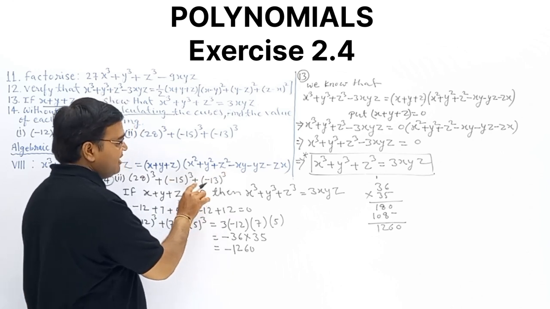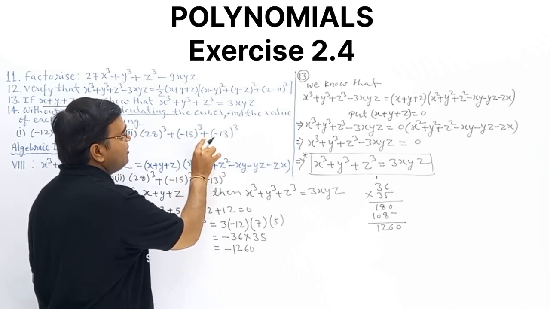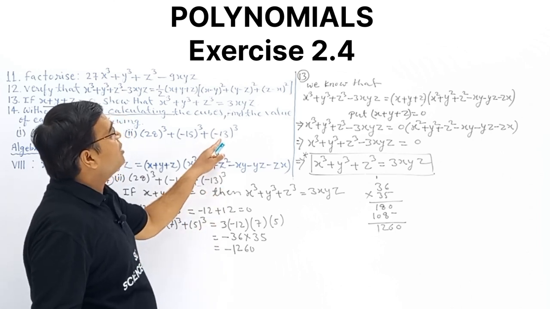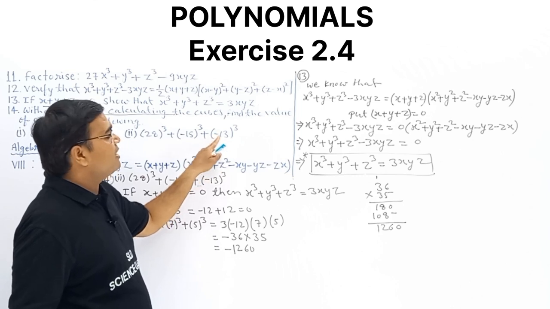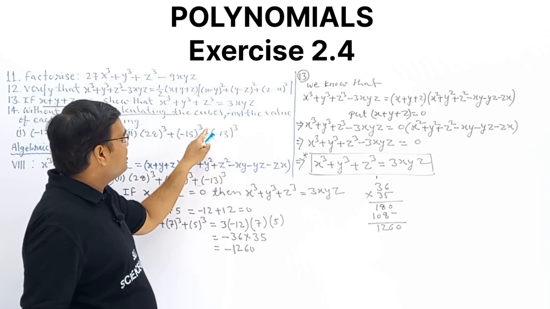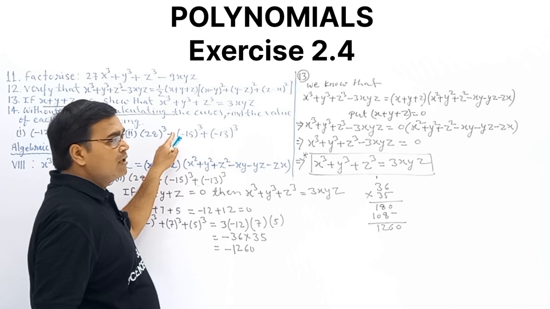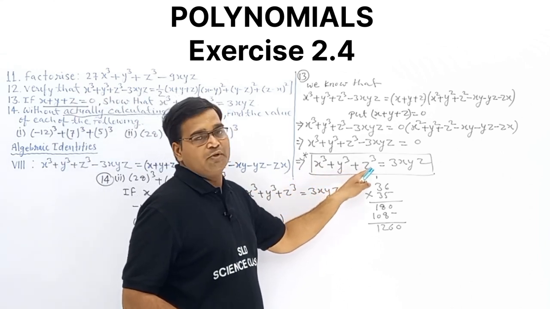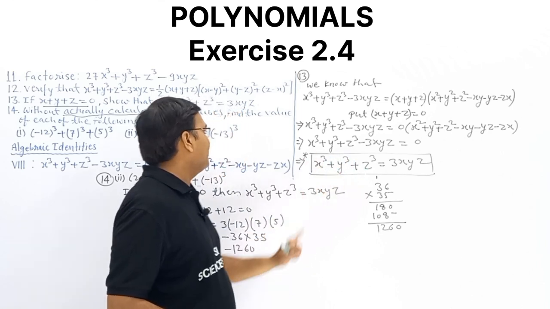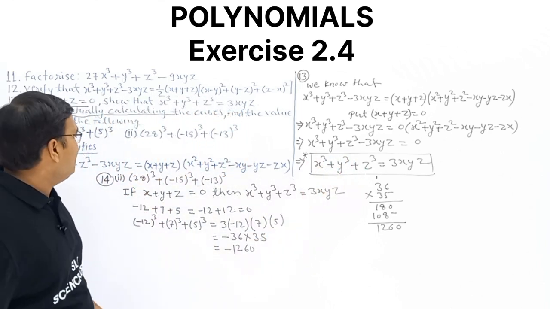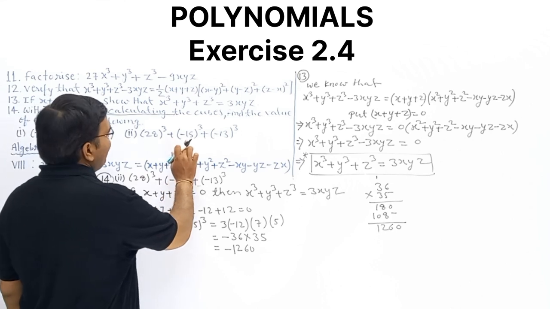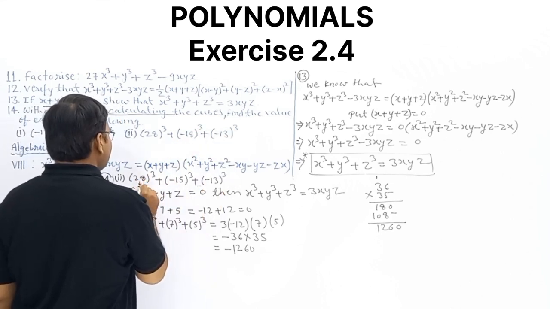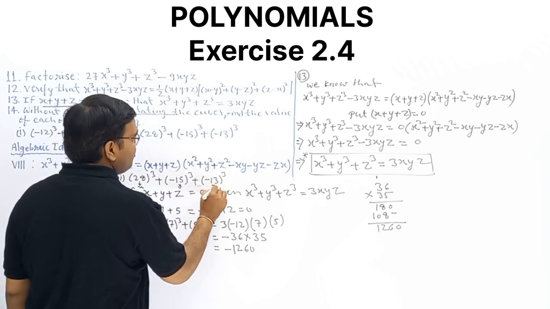If we are having minus there, and not plus, then we cannot take it inside, because it is a cubic term. So this will be positive. Clear? Why? Because in the formula we are having x cube plus y cube plus z cube, so all should be on the positive side. We are having 28 cube plus minus 15 cube plus minus 13 cube. So this will be x, this will be y, and this will be z.